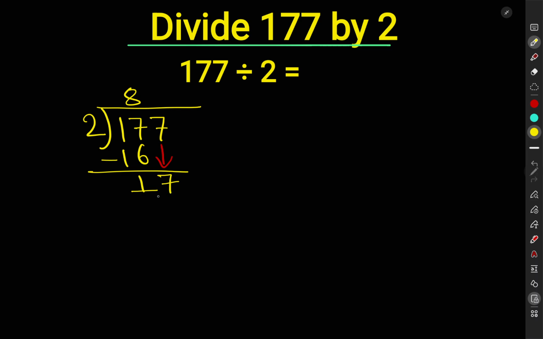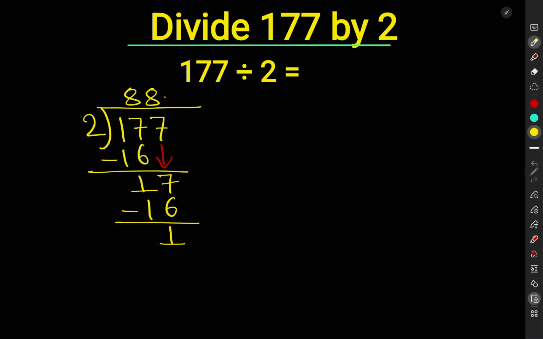So now it became 17. So 2 times 8 means 16. On subtracting we got 1. So now this 1 is again less than 2, and there is no other number beside.